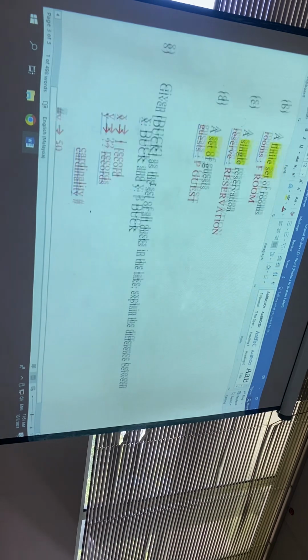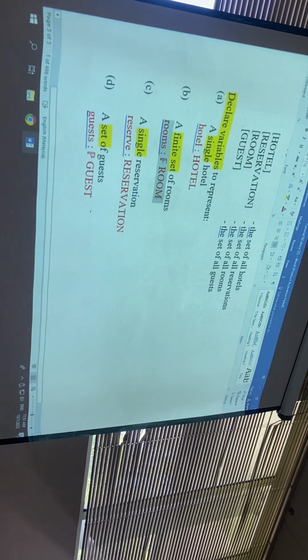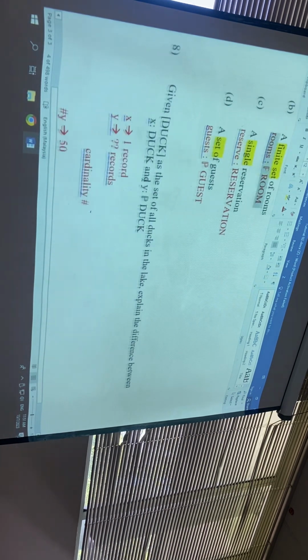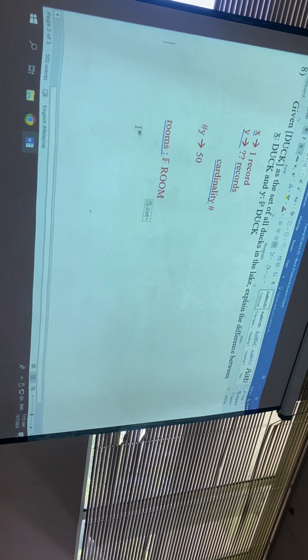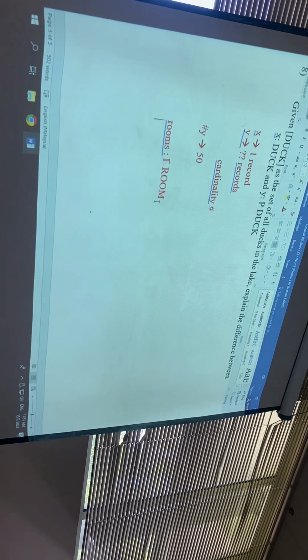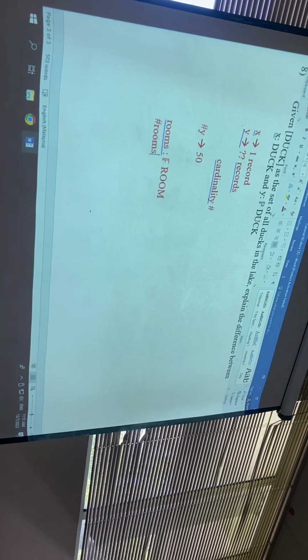So cardinality can also be used for rooms here. Means that for rooms here, you have rooms, right? So you can use hashtag rooms. Then you will get how many rooms are inside there, inside the hotel.